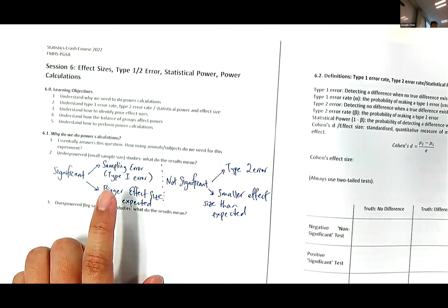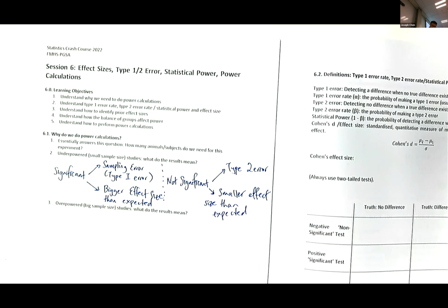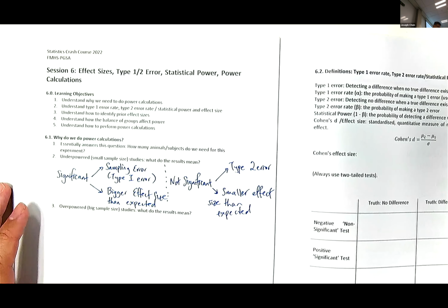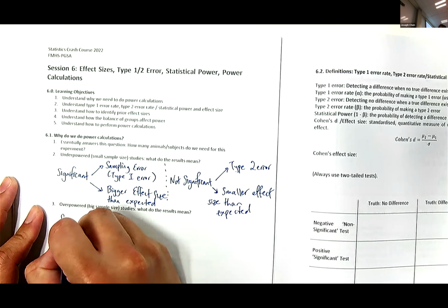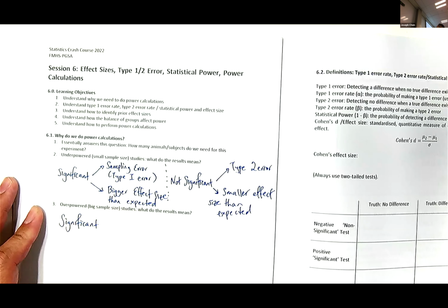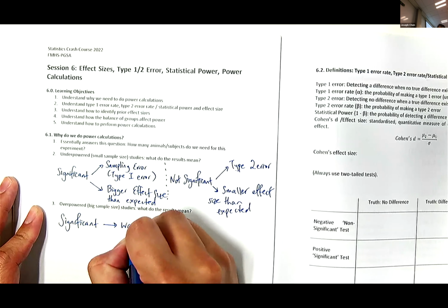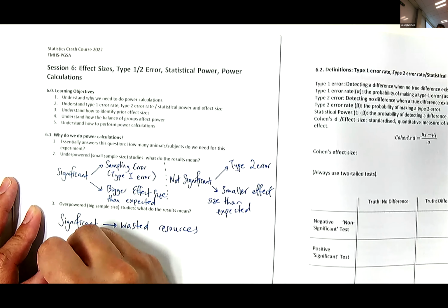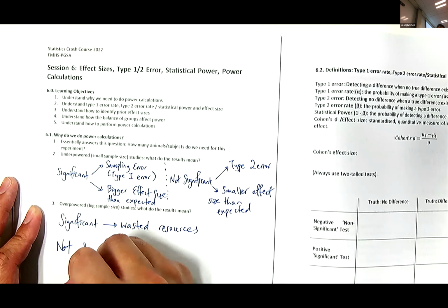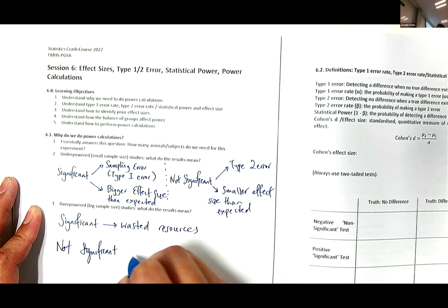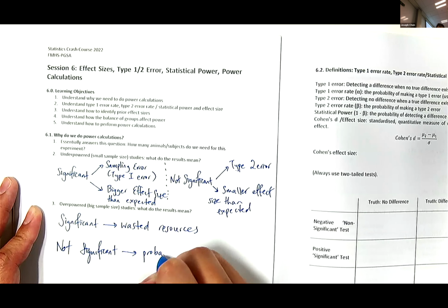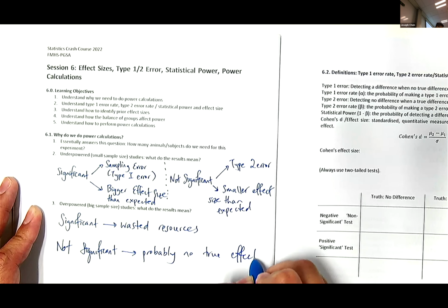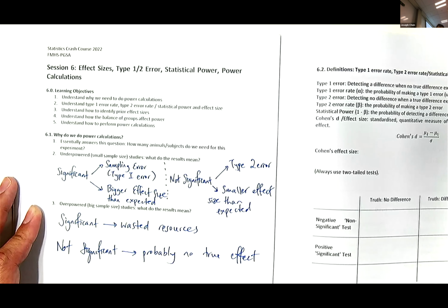And so we'll talk about effect size shortly. But I want to finish this thought. What if you have an overpowered study? Well, if it's statistically significant, then it's wasted resources. And if it's not significant, then there's probably no true effect.